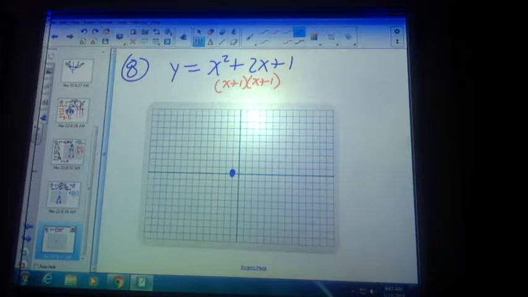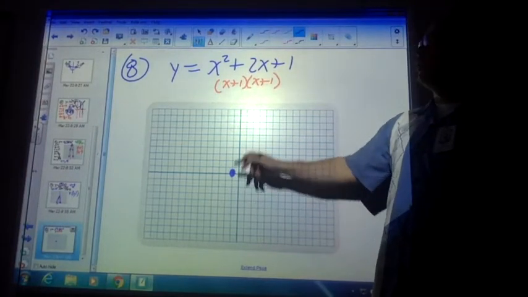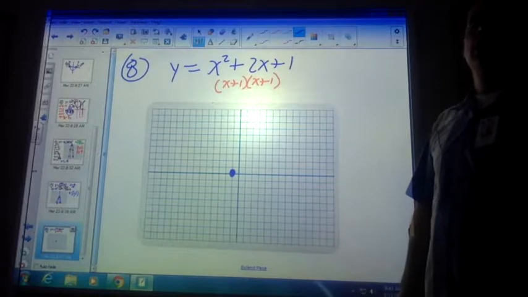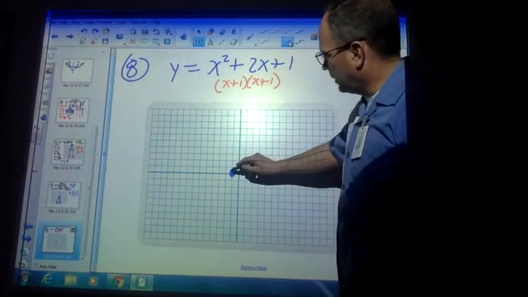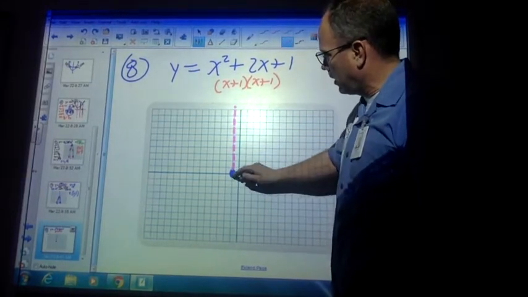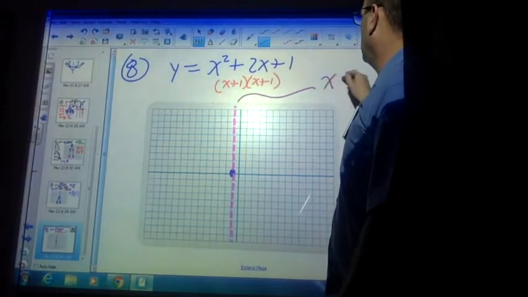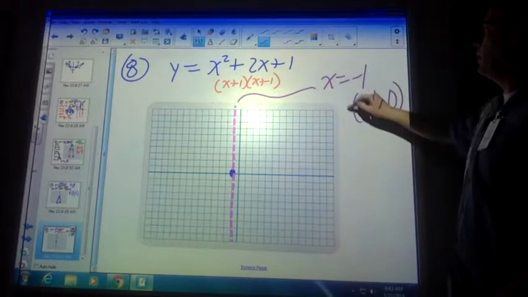Well, if it's not possible, I don't know how to do this problem then. Because this is a perfect square trinomial, you get one root. What can you guarantee me that root is then? Starts with a V, ends with an X. Vertex. Okay, if that's the vertex, my axis of symmetry has to be right here. So my axis of symmetry is x equals negative 1, and my vertex is negative 1 comma 0.